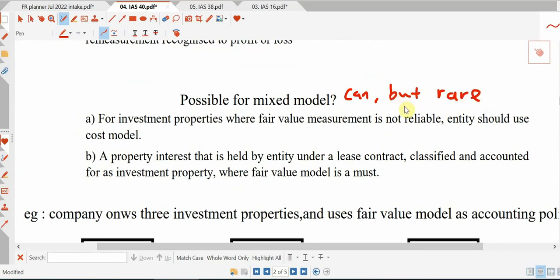So normally we just have one model for everything. So in what situation do they have two? The second one you cannot understand today, because the second one is for leases. So let's skip that. Let's look at the first one. For investment property where fair value measurement is not reliable.